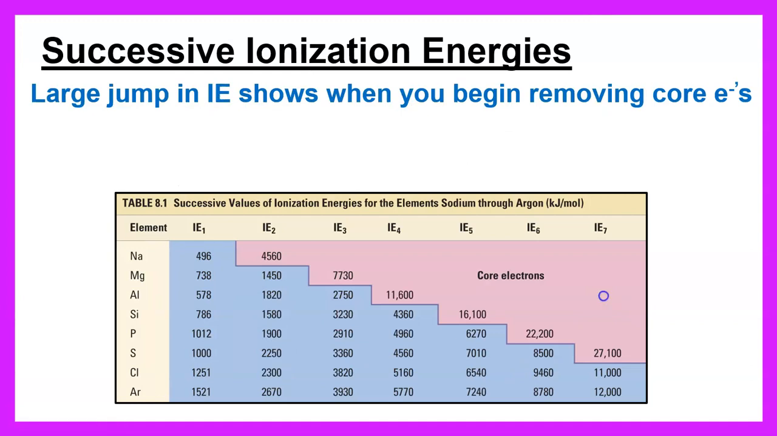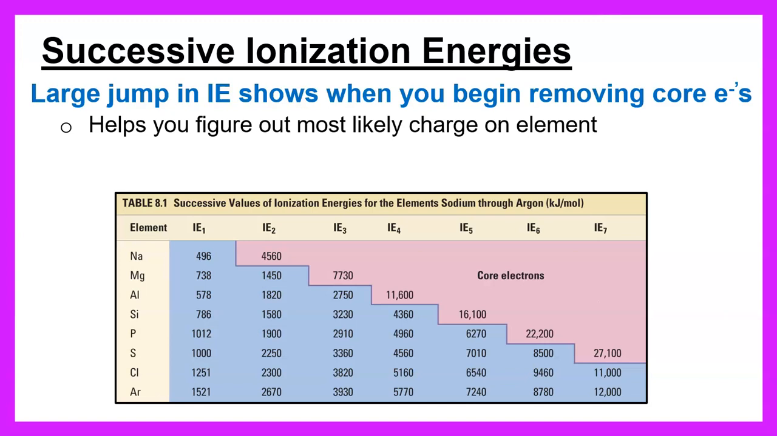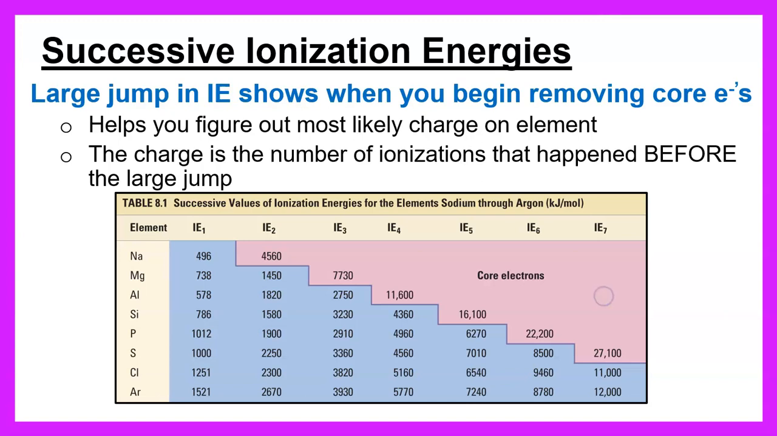What this can help you do, looking at a chart like this, is to figure out what the most likely charge on the element is going to be. That can help you identify an unknown element. The charge is going to be whatever the number of ionizations was before that large jump. So they'll sometimes give you data like this and ask you to explain which element it must be.